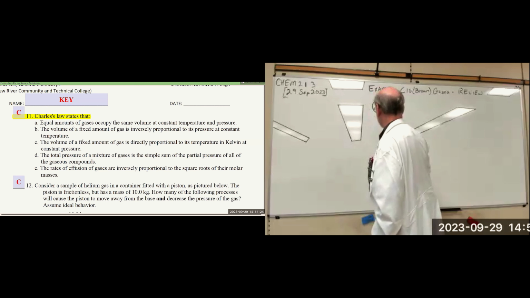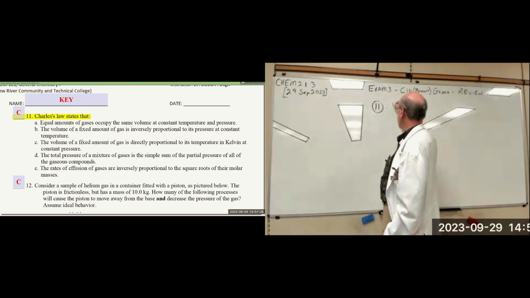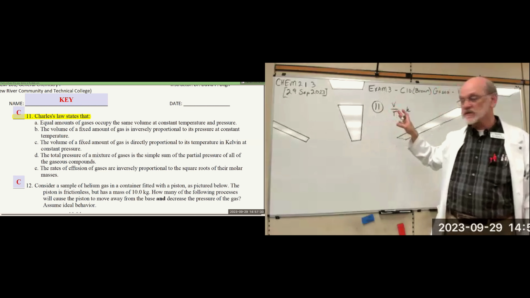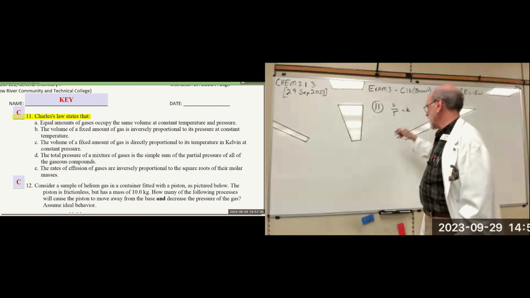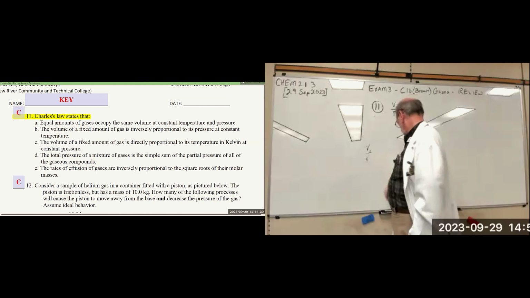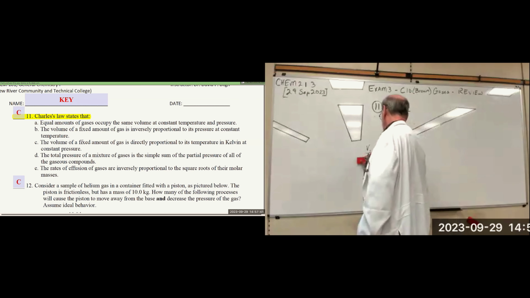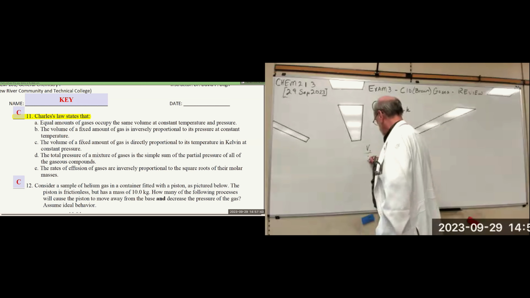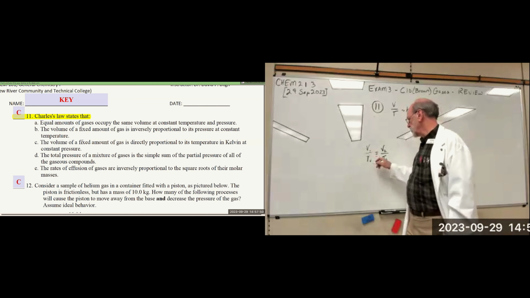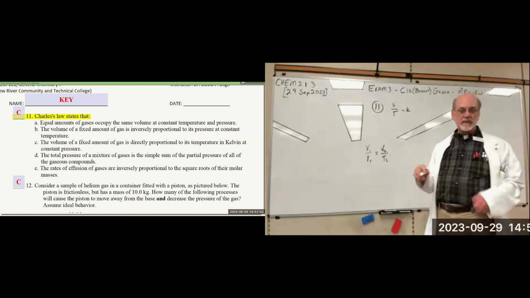Charles is talking about the relationship of volume and temperature. And remember, when we do these calculations, we generally don't use that formula. We use either before and after. Temperature 1, temperature 2. We usually do the before and after situation.